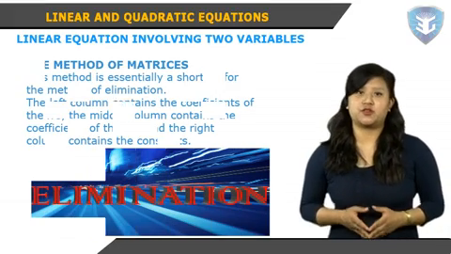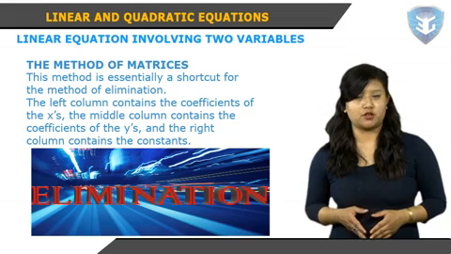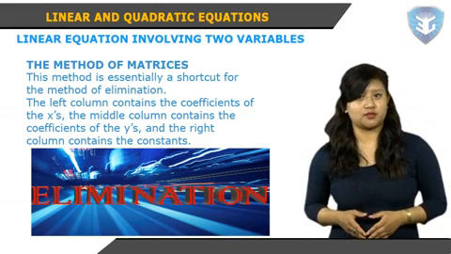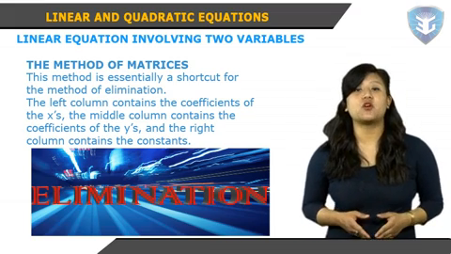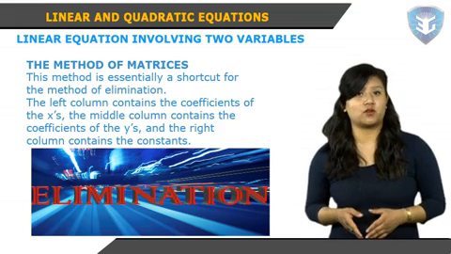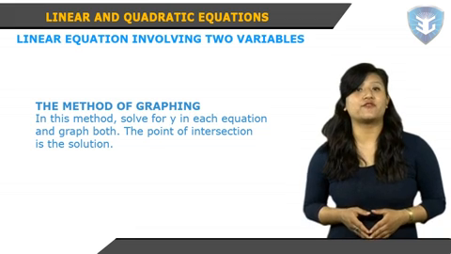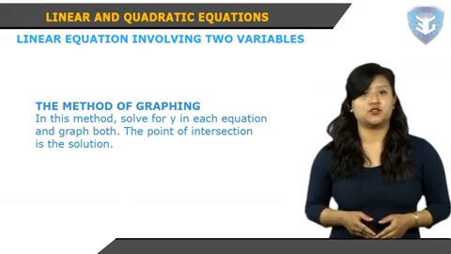The method of matrices. This method is essentially a shortcut for the method of elimination. Rewrite equations 1 and 2 without the variables and operators. The left column contains the coefficients of the x's, the middle column contains the coefficients of the y's, and the right column contains the constants. The method of graphing. In this method, solve for y in each equation and graph both. The point of intersection is the solution.